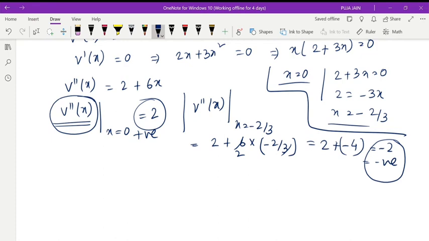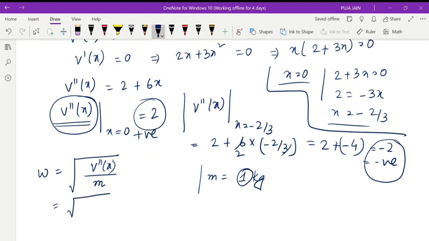In the question we need to find the angular frequency omega. The formula for it is the square root of V double dash, that is d2V/dx2, divided by m. Suppose in the question it is given that m is unit mass. So we will get the value root 2. As simple as that. Now this is positive, so this is our minima, and this is our maxima.